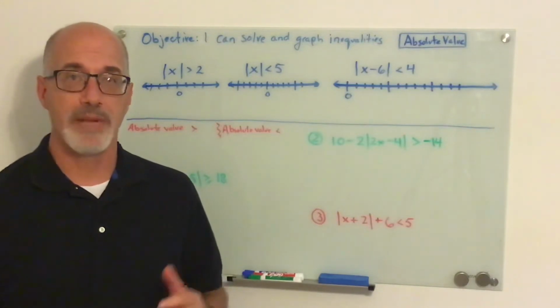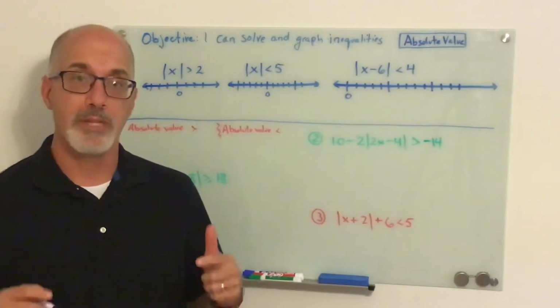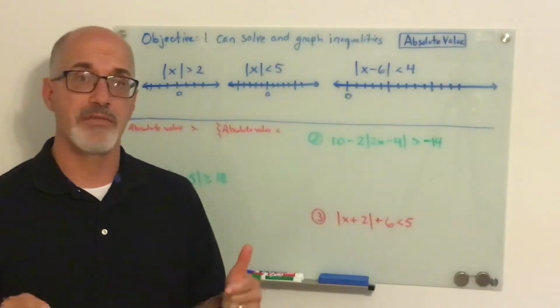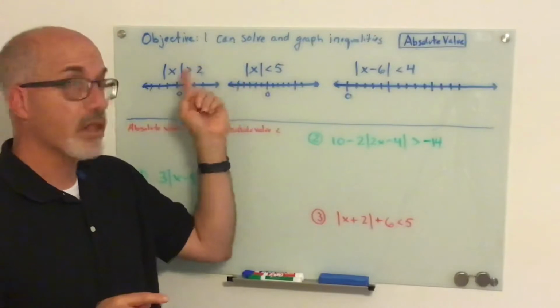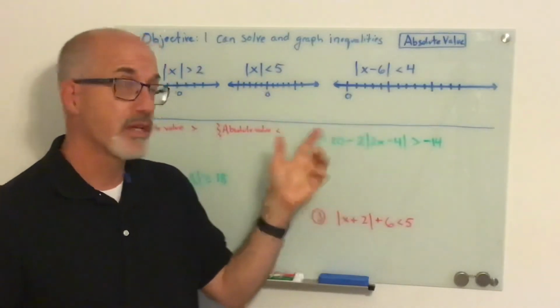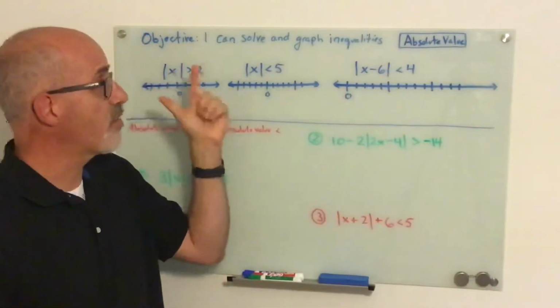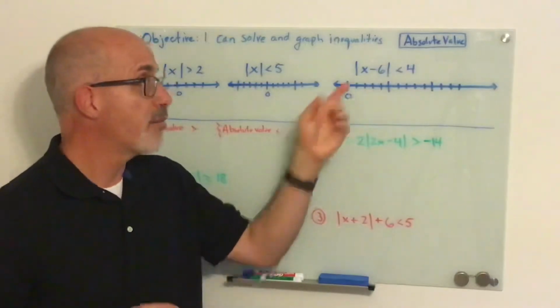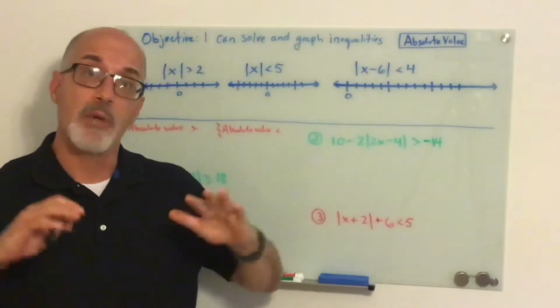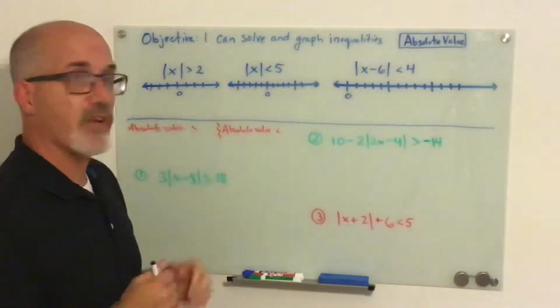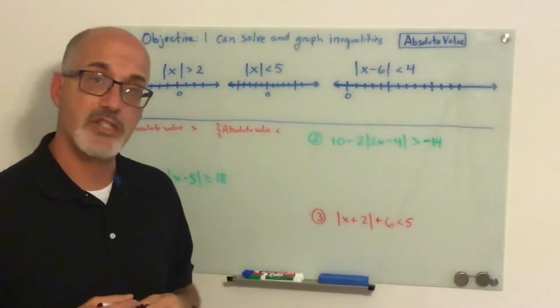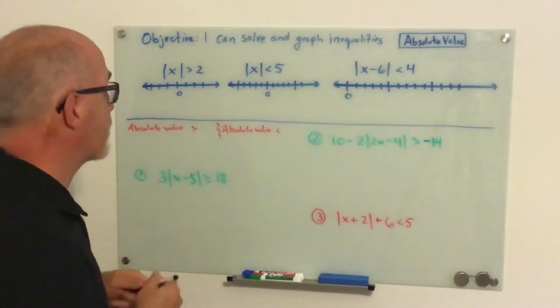As we work with absolute value, we want to make sure we follow the same steps and information with these types of problems as we now get into inequalities with absolute value. So our objective is still I can solve and graph inequalities, but we're going to use absolute value and we're going to combine the ideas from both of them together. So first of all, let's talk about a couple basics just to understand what's happening with these absolute values.